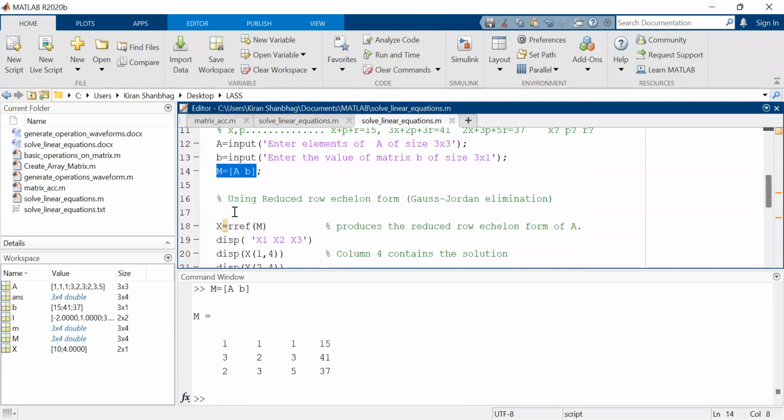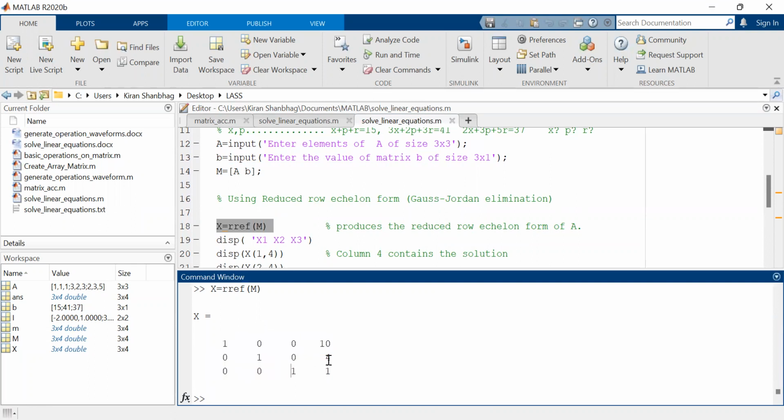Now let me use the command rref. And what just happened? I got this particular thing. Observe keenly the nature of this matrix. In the first 3 cross 3 matrix, you can see the diagonal elements are 1, and all the values above and below the diagonal elements are 0. That's called a row reduced echelon form. By concatenating the matrix and performing those rref eliminations, you have got your answer here.